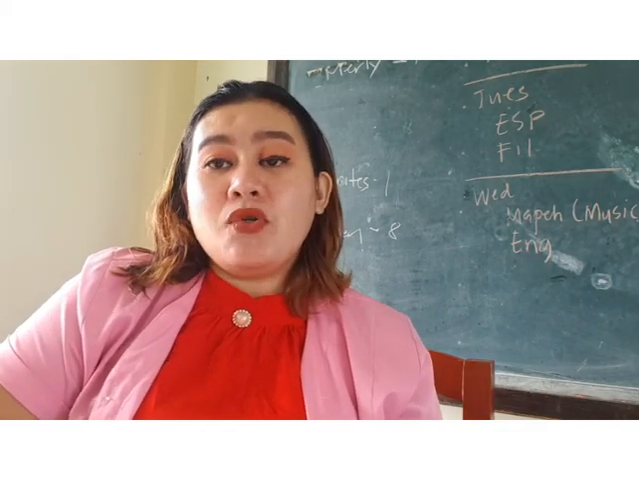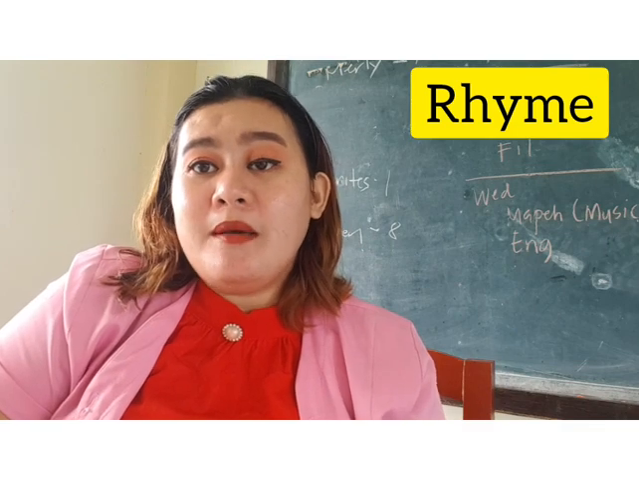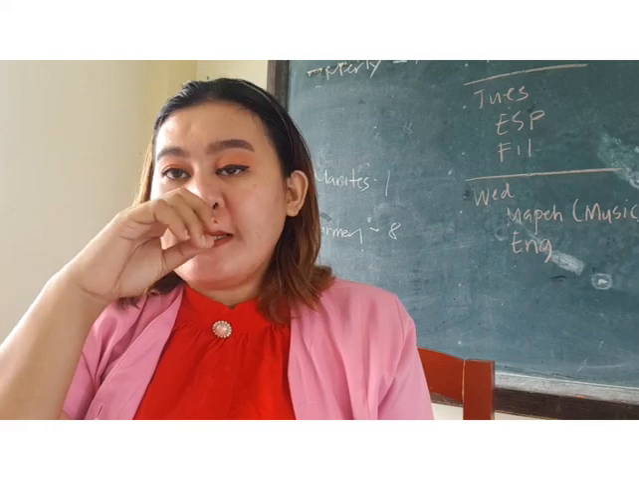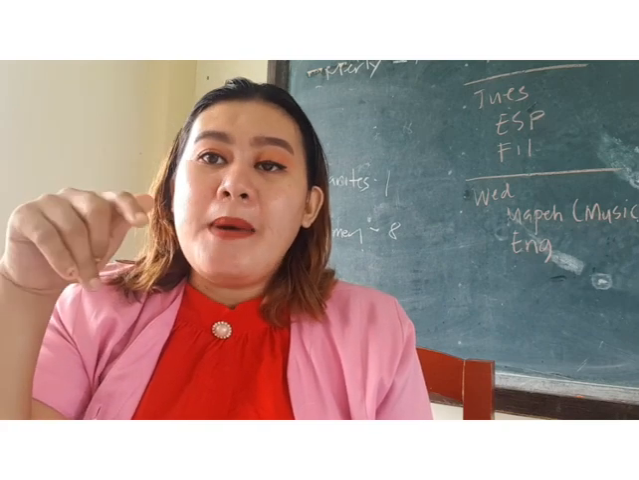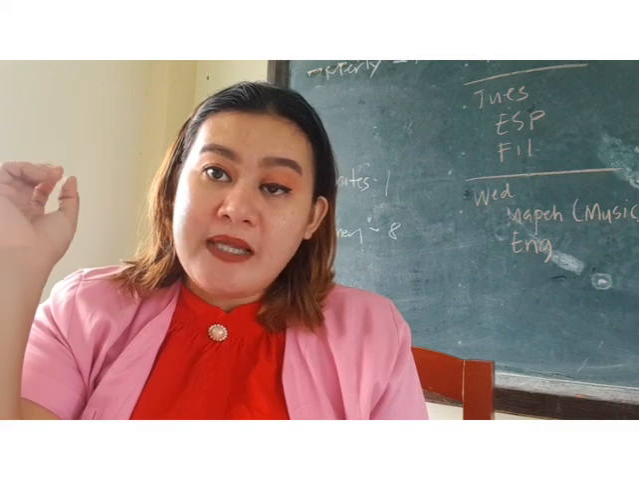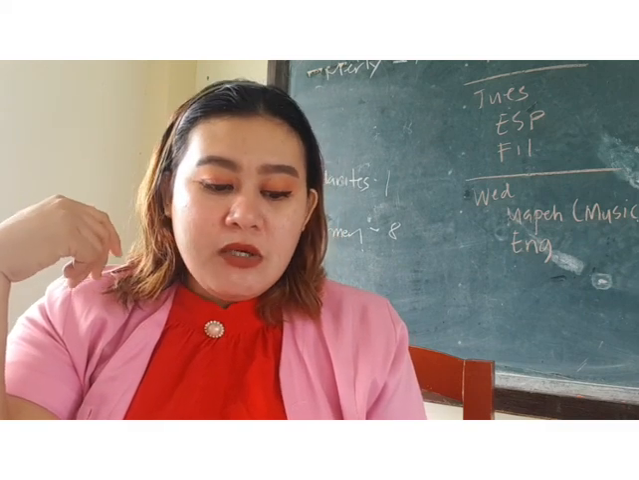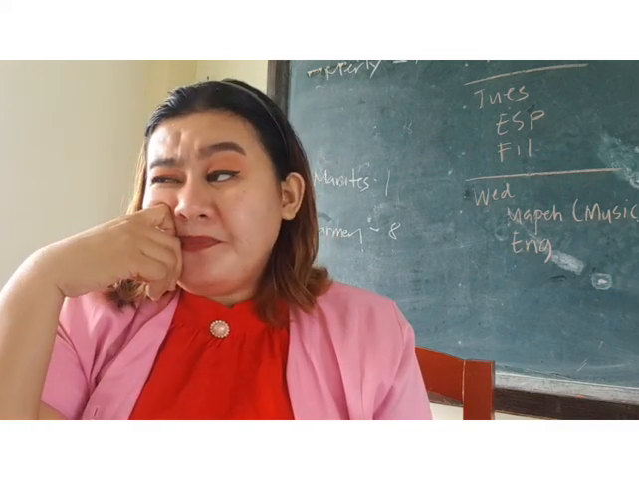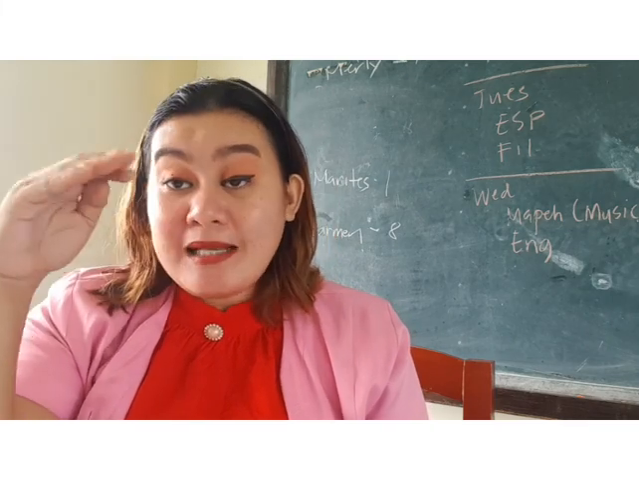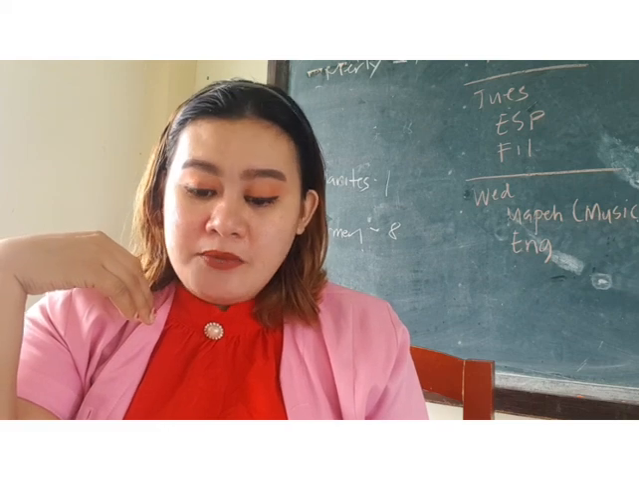So what else? We have the rhyme. So when we say rhyme, we have the end rhyme. Because ito yung dulo yung tugma. In Filipino it is tugma. For example, basa, baba. So at the last line of your poem, that is what we call the end rhyme. So in English, we have, for example, wing, spring. Okay, at the last line. So that is the end rhyme.